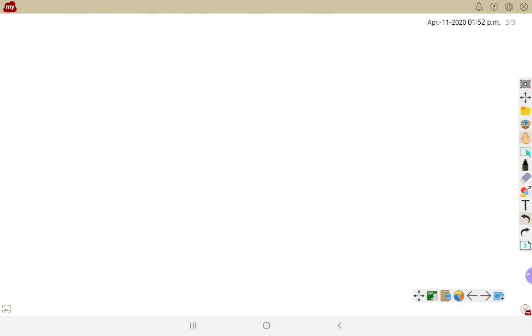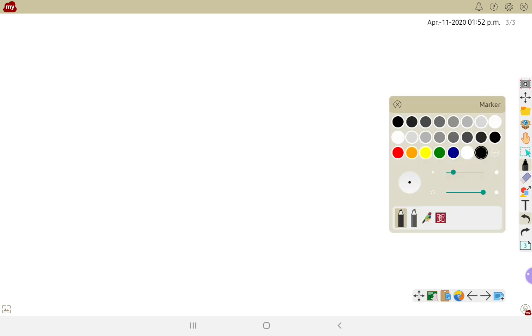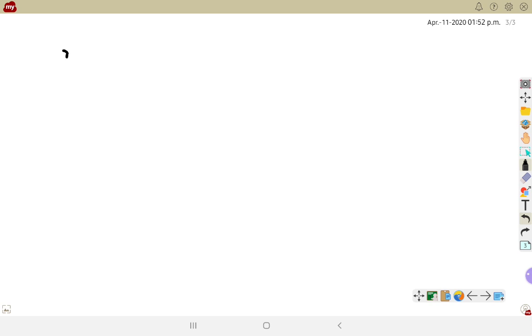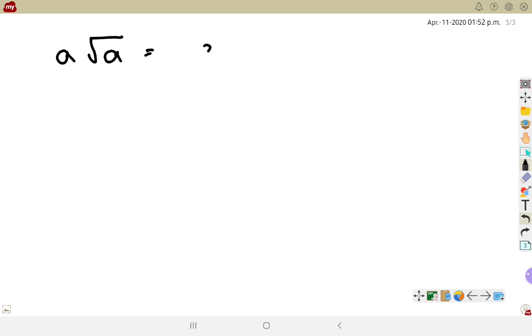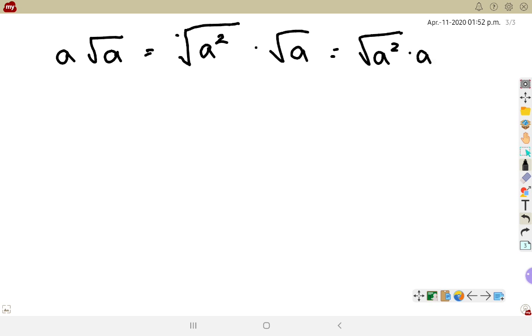I can take those and put them back from mixed into entire. So if I had something like a times the square root of a, then I could simply take a and put it under a square root symbol. And if I do that, I also have to square it. I have to make sure my index and my exponent match. Then I'm multiplying by the square root of a, so in total that becomes the square root of a squared times a, and that's the square root of a cubed.